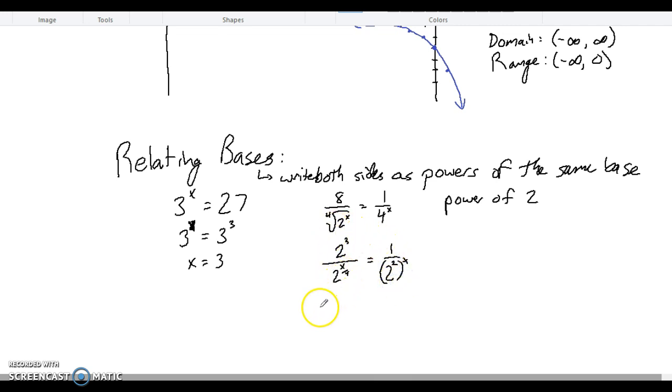So rewrite these and use our exponent rules. That's 2 to the 3 minus x over 4. And this is 1 over 2 to the 2x. So we have 2 to the 3 minus x over 4 equals 2 to the negative 2x. And there's your challenge problem. Finish that off. Hope this helped.